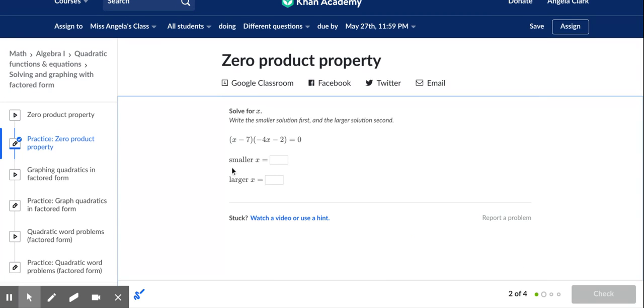So this would be the same deal. I would say 7 minus x equals 0, solve that. Negative 4x minus 2 equals 0, solve that. Put in my answers. All right. So that is zero product property.